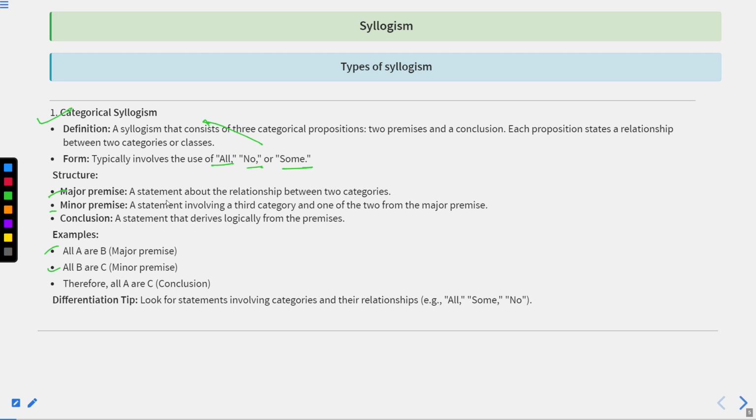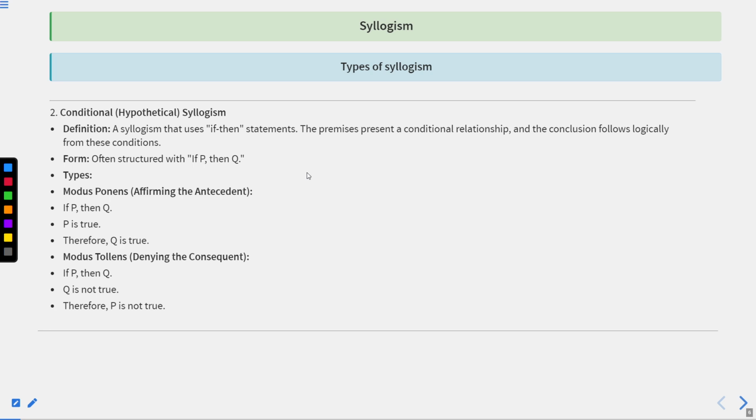So for categorical syllogism, we are concerned with the words all, no, or some. And then obviously there will be some other words like only, mostly, and few. And this some is actually nothing but a representation of few and mostly.